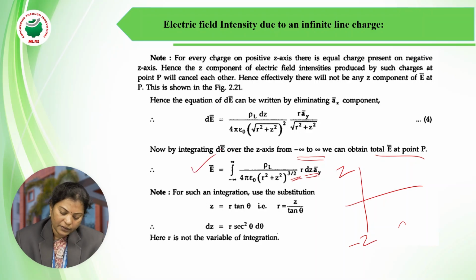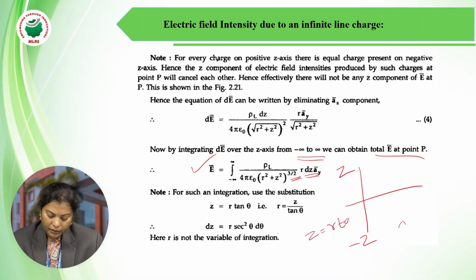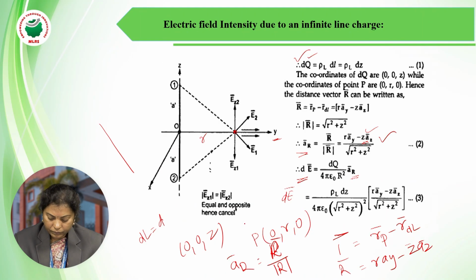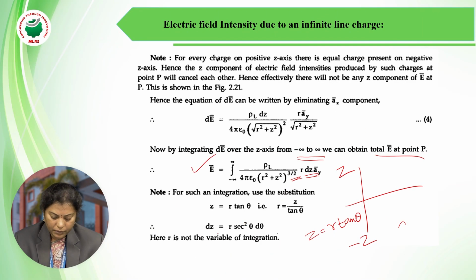To calculate this, consider z equal to r tan theta. I am assuming theta here. So tan theta equal to z by r. Then dz equal to r into secant square theta into d theta.